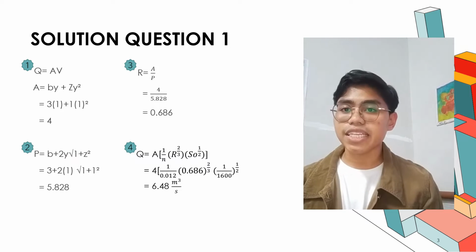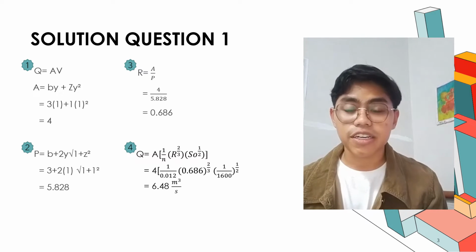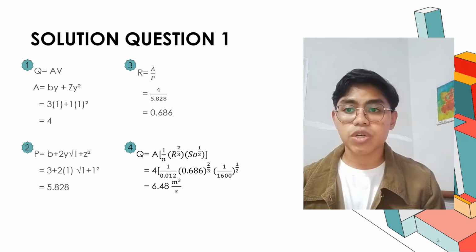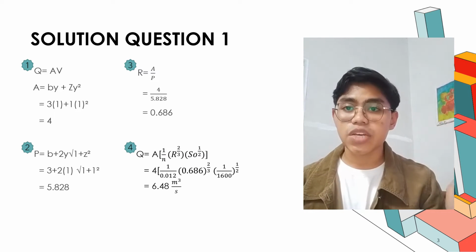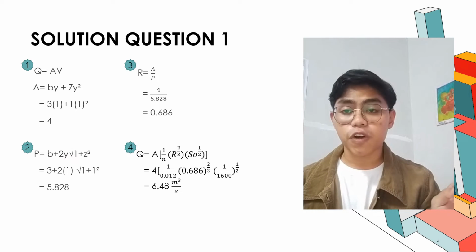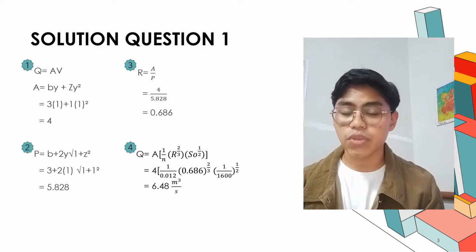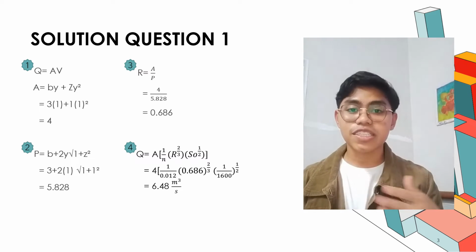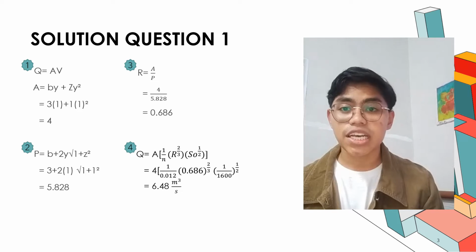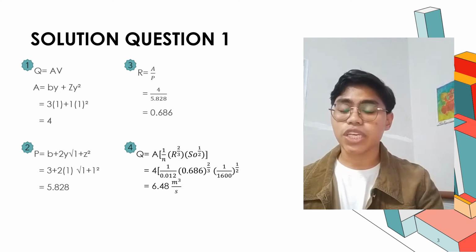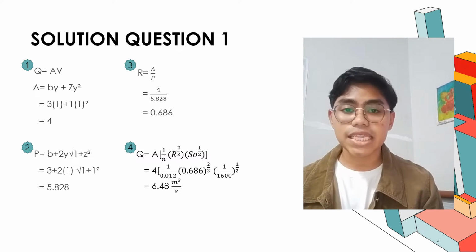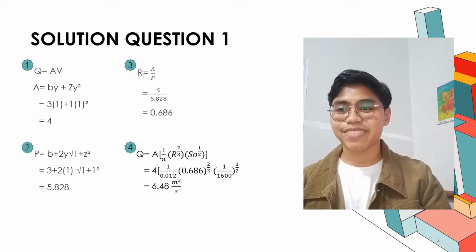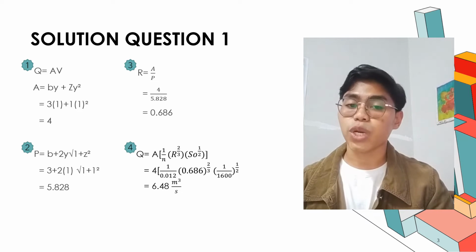Alright, okay, and then we use the equation of R. So R equal to A divided by P. So based on the two answers, 4 divided by 5.828, we can get 0.686. So we have all the needs for the Manning equation. We put all together in the equation and we can get 6.48 meter cube per second. That is the solution for question 1.